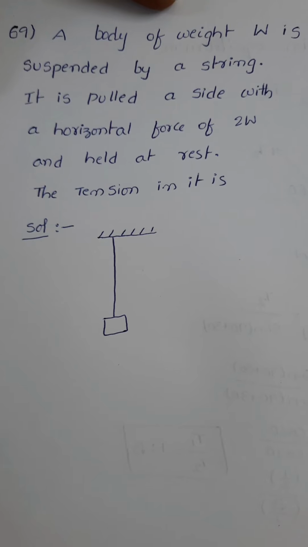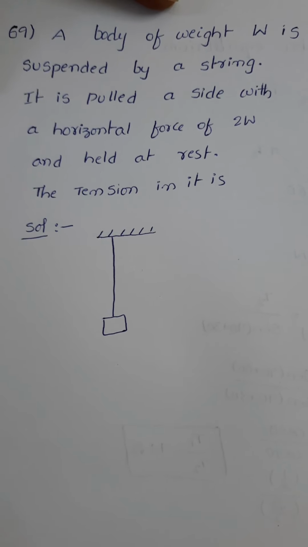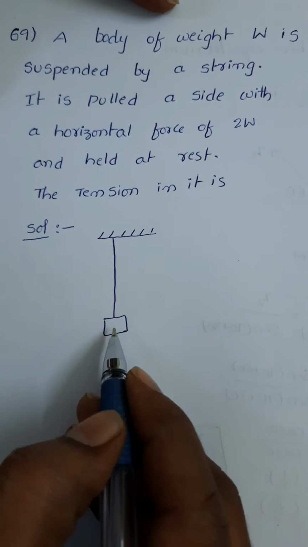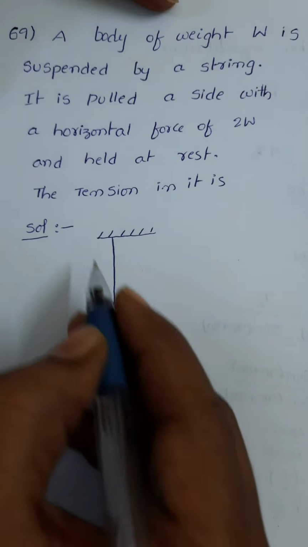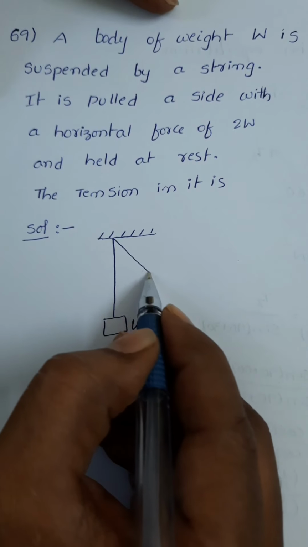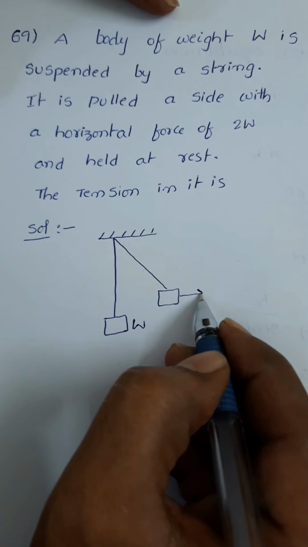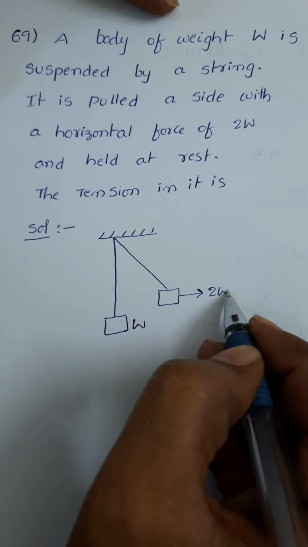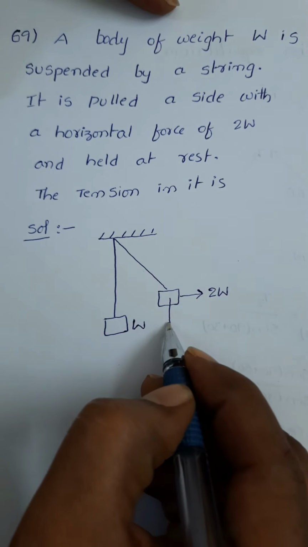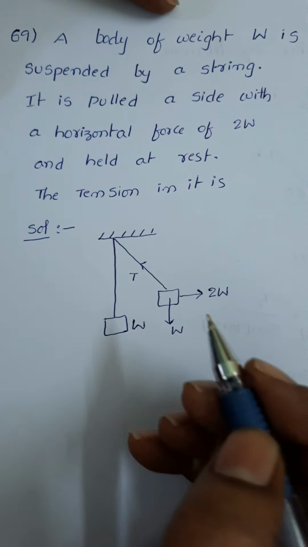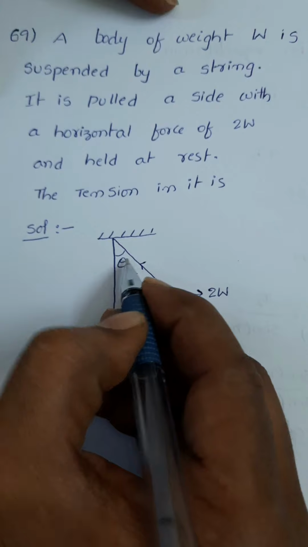Problem number 69. A body of weight W is suspended by a string. It is pulled aside with a horizontal force of 2W and held at rest. The tension in it is. According to the problem, a block of weight W is suspended with a string. It is pulled aside with a horizontal force of 2W. Then we have to calculate the tension in the string. 2W is acting in this direction and W is acting in this direction. Here this is the direction of the tension. This string makes an angle theta with the vertical.